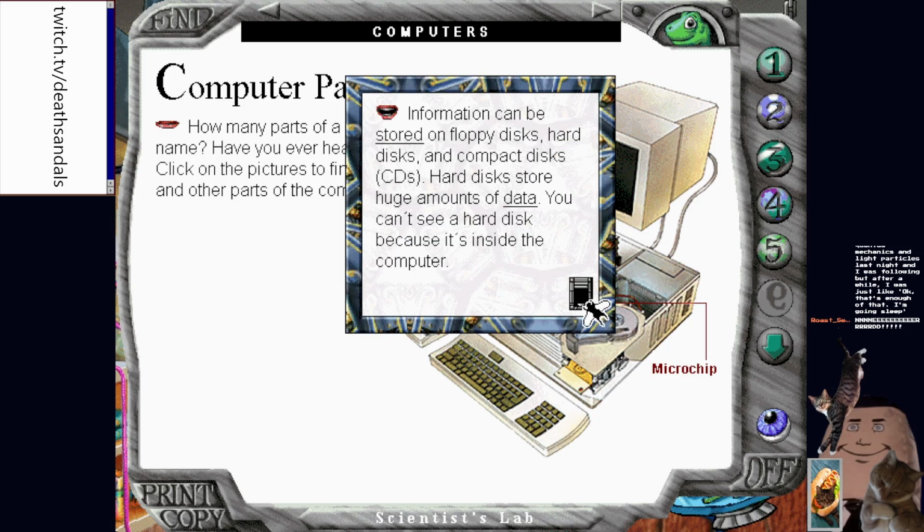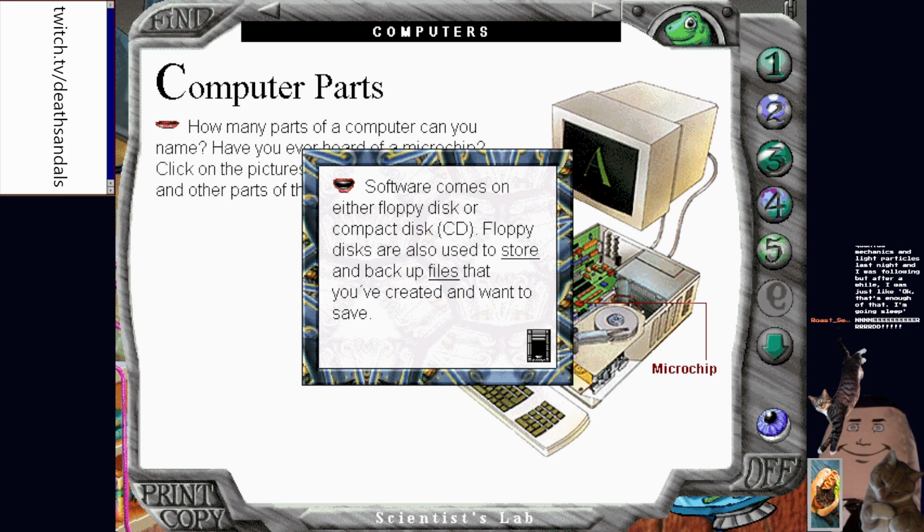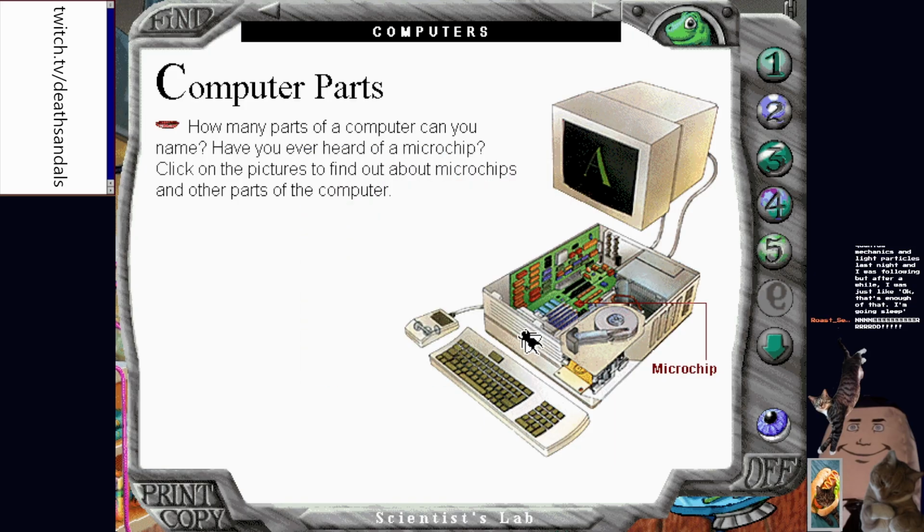"Information can be stored in floppy disks, on the hard disks, and compact disks, CDs." Right, and that's probably the floppy drive. "Software comes on either floppy disk or compact disk, CD. Floppy disks are also used to store and back up files that you've created and want to save." Yes, and if someone's got a copy of Doom or Commander Keen, you can put that on. You can copy that floppy and play it yourself.